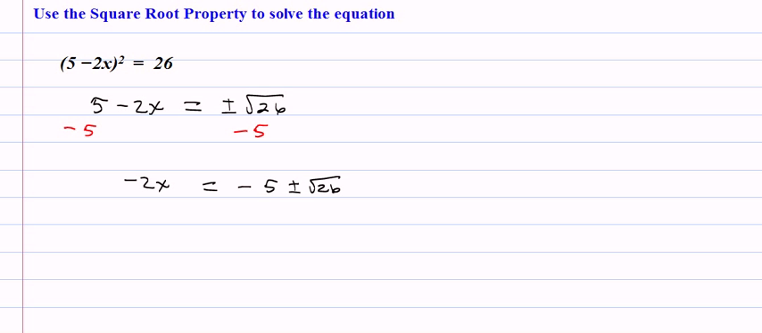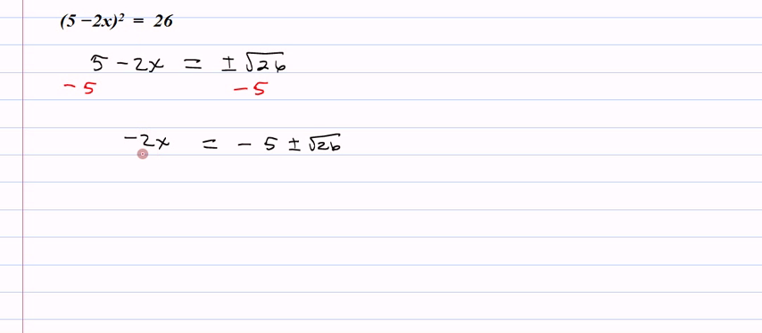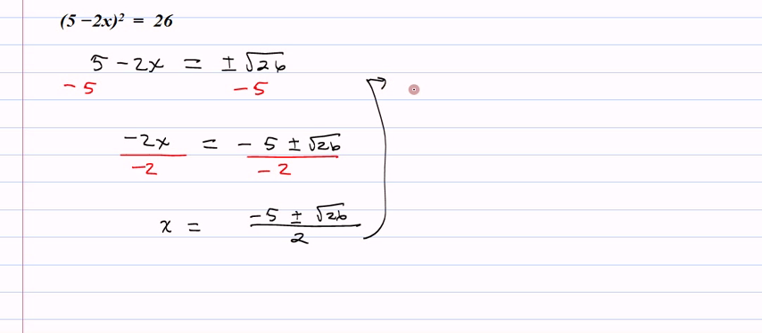And now we want to isolate the x by dividing both sides by negative 2, because I'm trying to get rid of a negative 2. So we have x is equal to negative 5 plus or minus the square root of 26 over negative 2, which remember now that's the two separate answers. One answer is x is negative 5 plus the square root of 26 over negative 2. The other one is negative 5 minus the square root of 26 over negative 2.